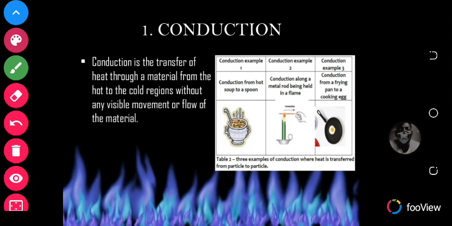So let's look at conduction first. Conduction is the transfer of heat through a material from the hot to the cold region without any visible movement or flow of the material. Let me take it again. So conduction is the transfer of heat through a material from the hot to the cold regions without any visible movement or flow of the material.